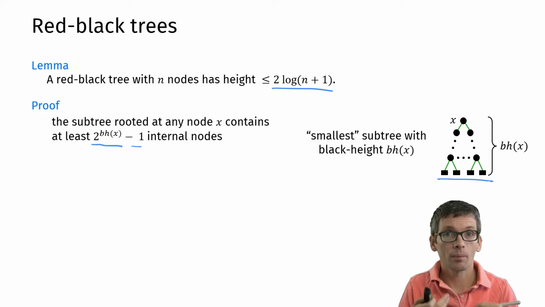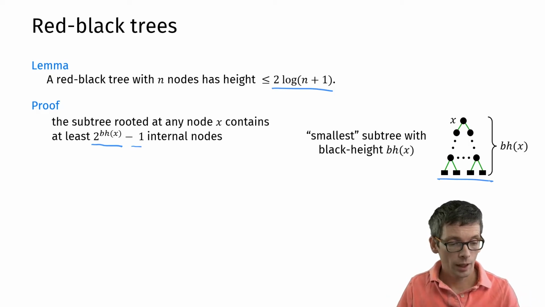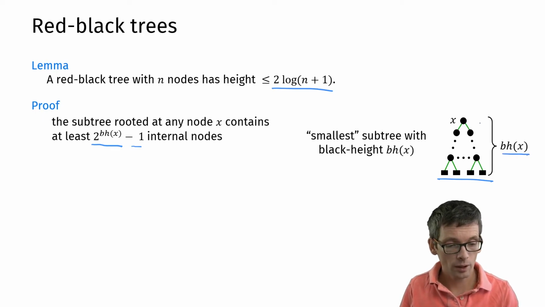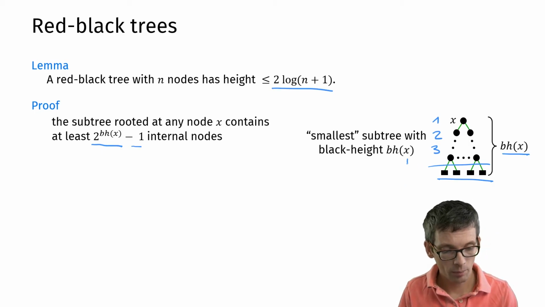And that would be a complete binary tree consisting of black nodes. It has black height x. So how many nodes does it have? As x is 1, then 2 underneath, 3, and so on. The last level with internal nodes is black height of x minus 1.